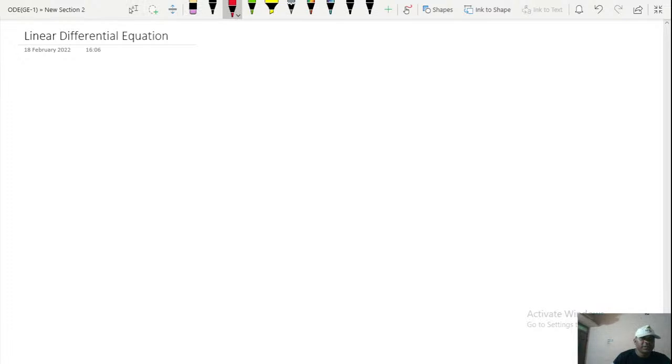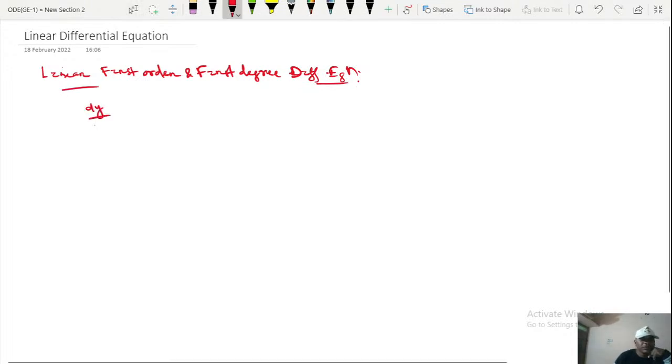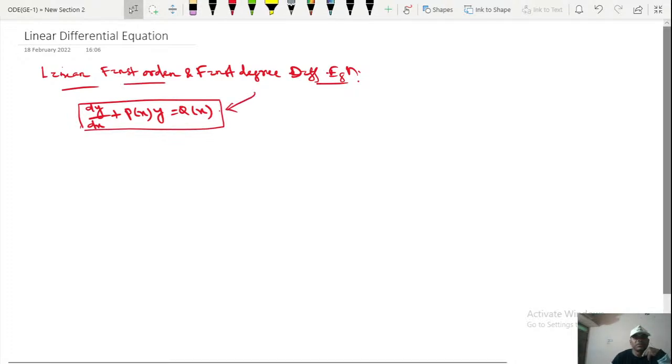So now I'll say linear differential equation. Linear first order and first degree differential equation. It has a particular form: dy by dx plus p of x into y equal to q of x. If a differential equation is in this form, then this is the standard form of a first order and first degree linear differential equation.